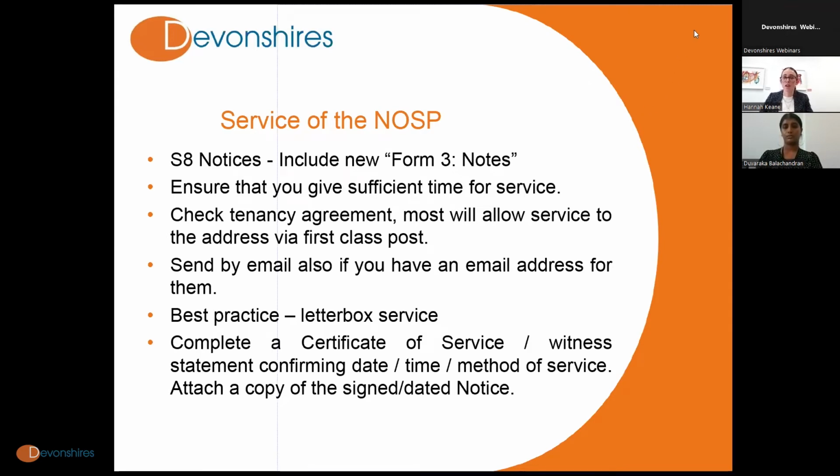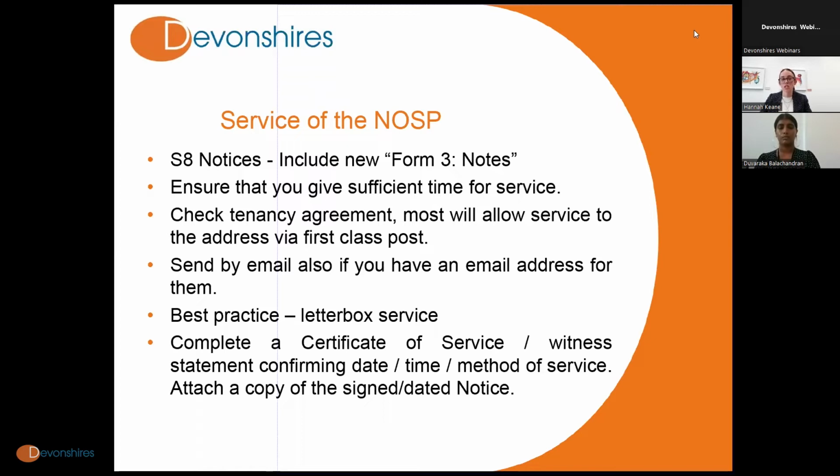Also worth sending by email if you have an email address for the tenant. That is just an additional service option. Some tenancies don't account for service via email, so we'd always suggest hard copy at the property and then via email. Or if you know that the tenant is residing somewhere else, then best practice to also send it to that address.